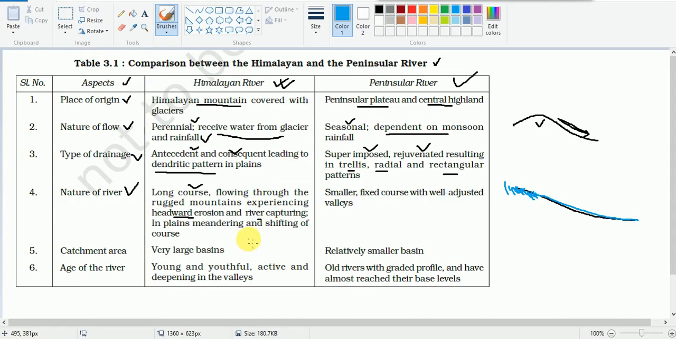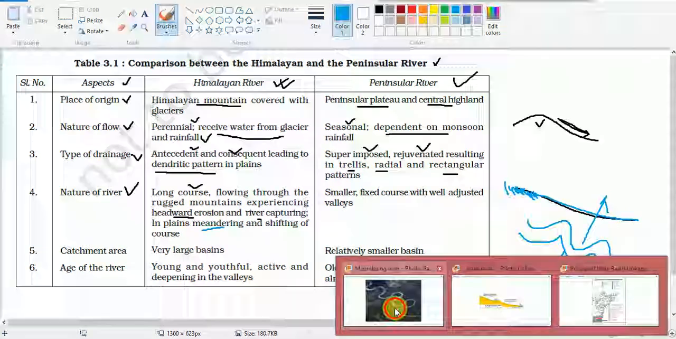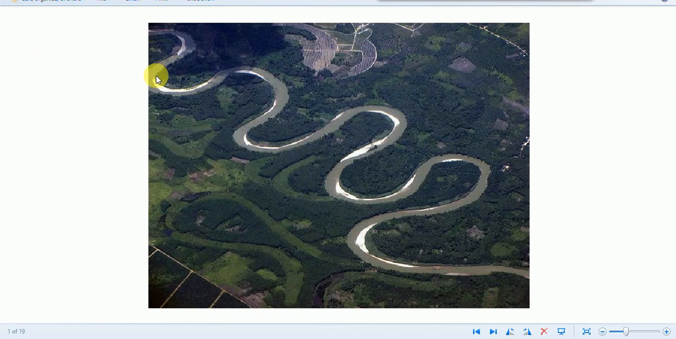In the plain areas the Himalayan rivers form meanders, and there will be frequent shifting. Meandering: see here, the river is flowing in this way in a winding course, that is known as meandering, and the river may shift frequently, sometimes here, sometimes it may shift here. This is known as shifting of the course, and meandering of the river. See here the river is winding. This is an example of a river meander.